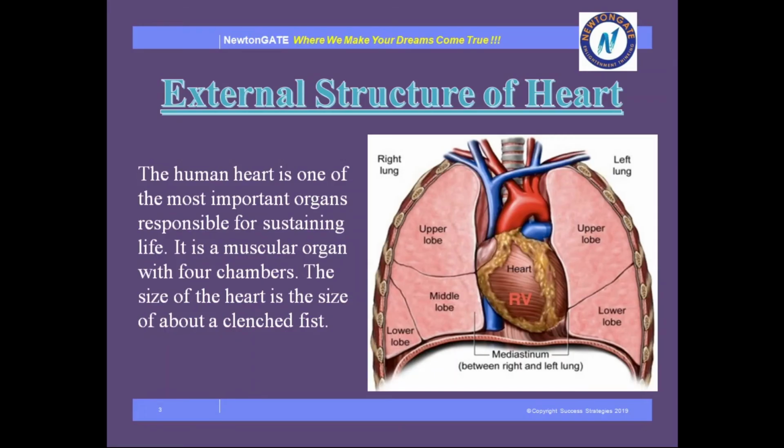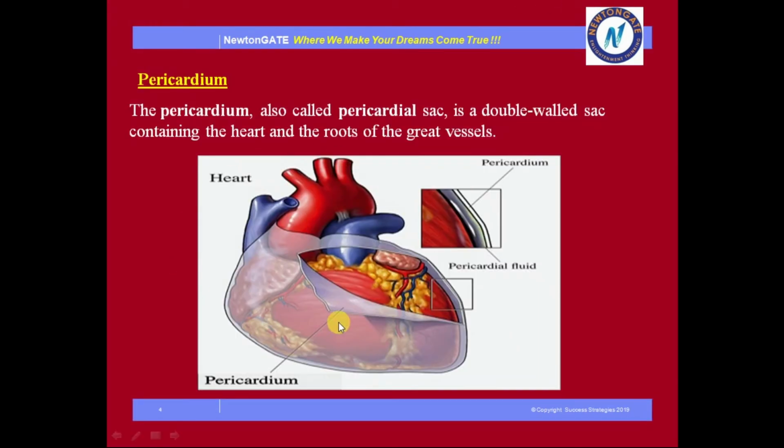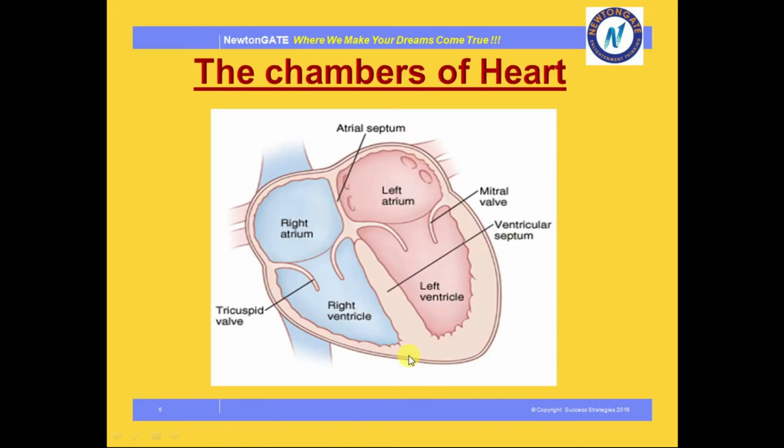Now, let us look at a recap of what we learned till now. The external structure of the heart and its location. So, see, the heart is surrounded by lungs and it is tilted towards the left. Now, the pericardium. As we read, the pericardium is a sac-like structure which keeps the heart in its place. So, this is the diagram of the pericardium, the sac-like structure. Next comes the chambers of the heart. Now, the heart is divided into two parts. We learned that the right and the left.